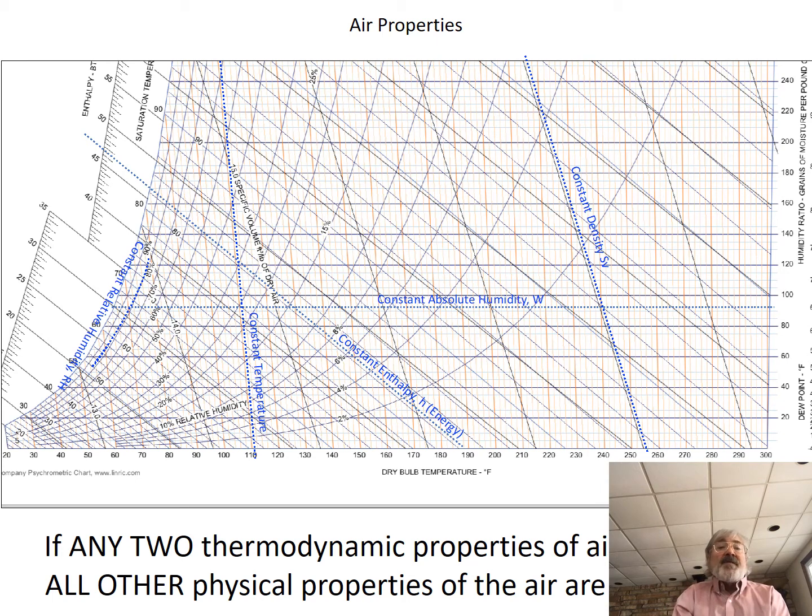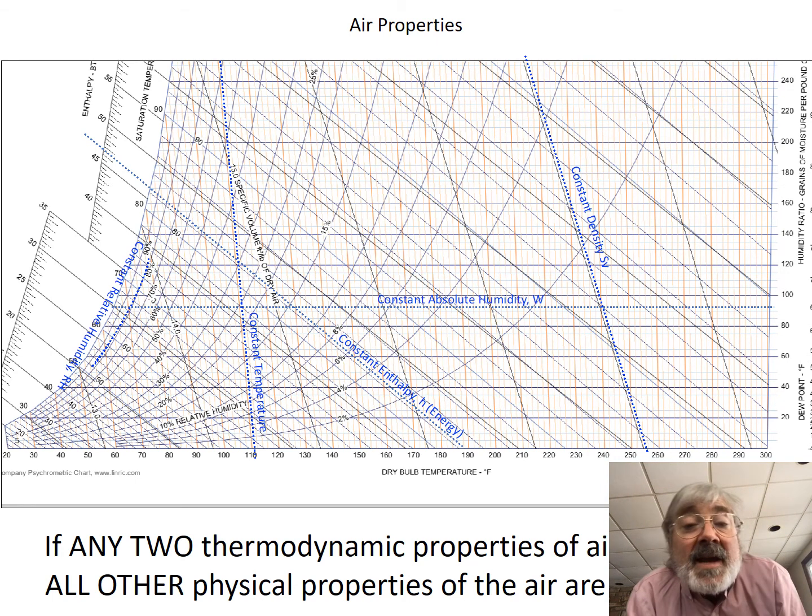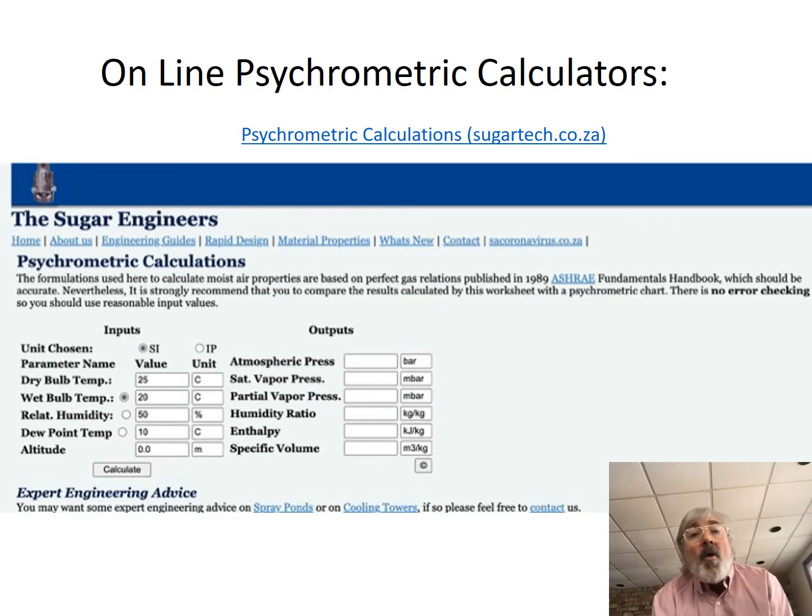And so it's pretty simple. If you pick one point on that, which would be defined by any two of those values, then you can read all of the other thermodynamic values from that. If any two of my thermodynamic properties are known, I will find a point on that graph and I can read all of the other properties from it.